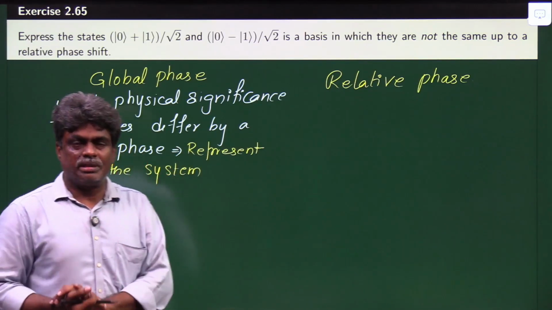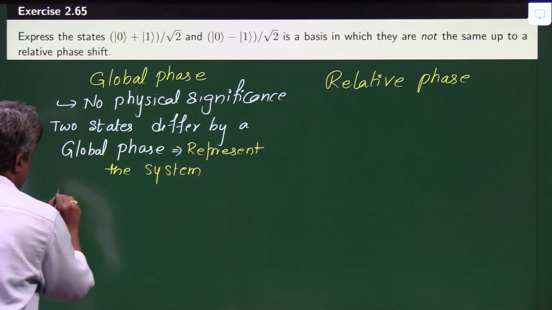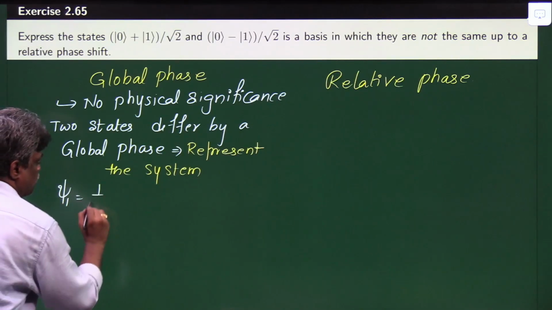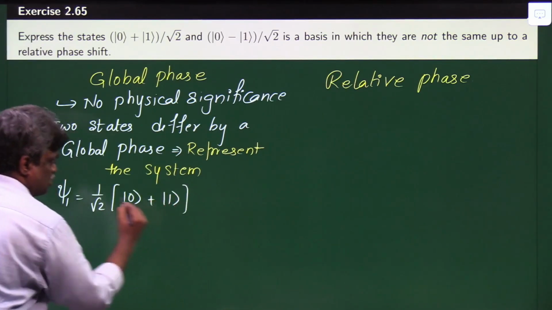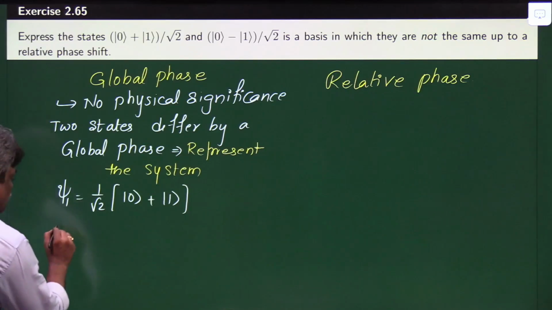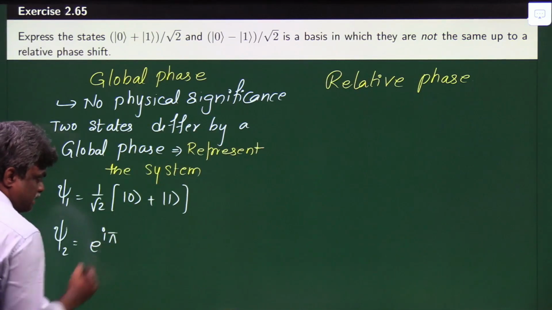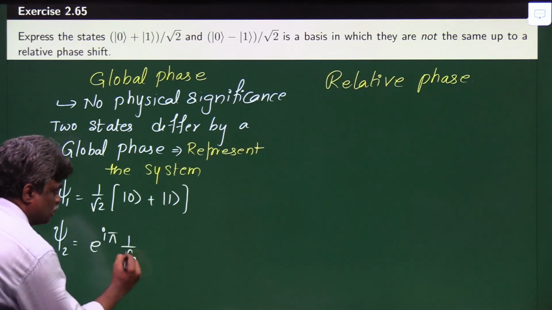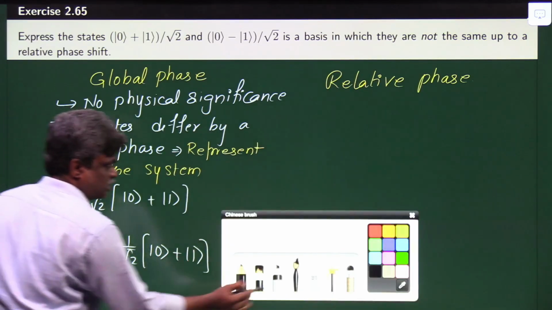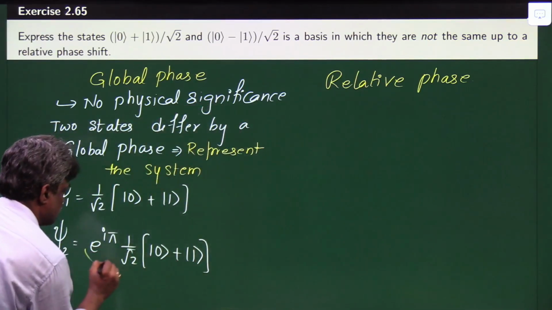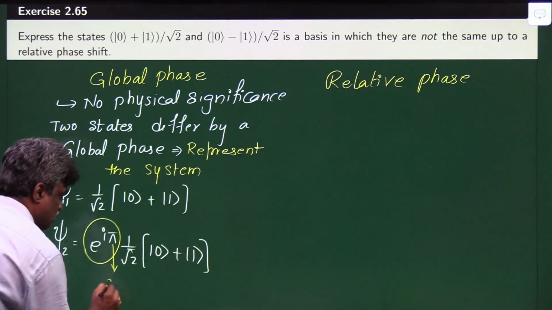That's why there is no significance. Let us take an example for this. If I take psi 1 as 1 over root 2, I'm taking this diagonal basis, so ket 0 and ket 1. Now I'm multiplying this entire thing with e raised to i pi, let us say. So this is 1 over root 2, ket 0 plus ket 1. Now see, this is the global phase term.